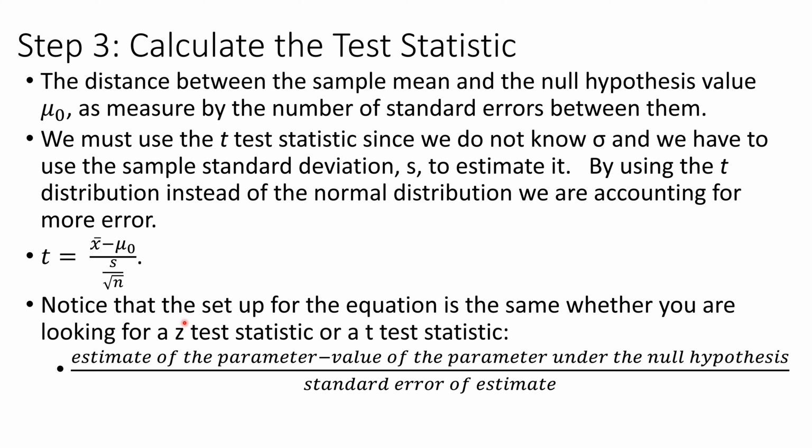Notice that the setup for the equation is the same whether you are looking for a z-test statistic or a t-test statistic. It is calculated as the estimate of the parameter minus the parameter value under the null hypothesis, divided by the standard error of the estimate.